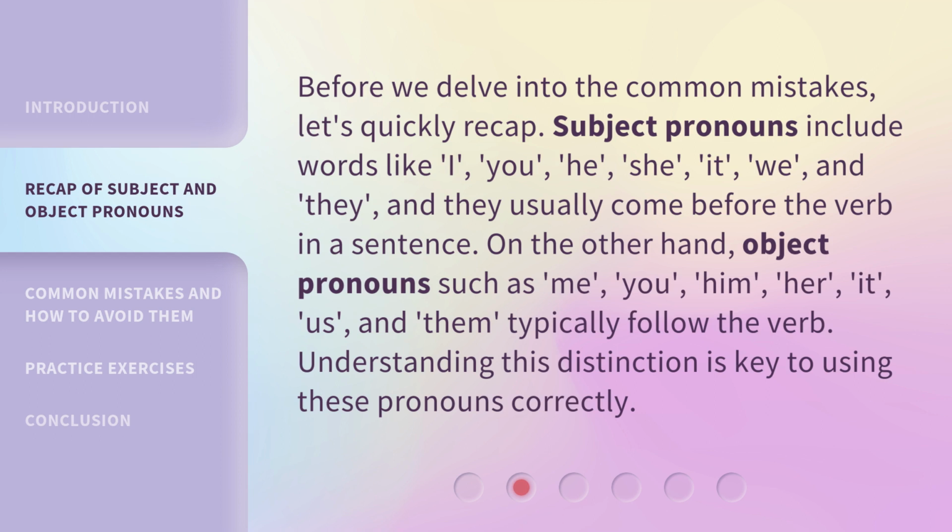Before we delve into the common mistakes, let's quickly recap. Subject pronouns include words like I, you, he, she, it, we, and they, and usually come before the verb in a sentence. On the other hand, object pronouns such as me, you, him, her, it, us, and them typically follow the verb. Understanding this distinction is key to using these pronouns correctly.